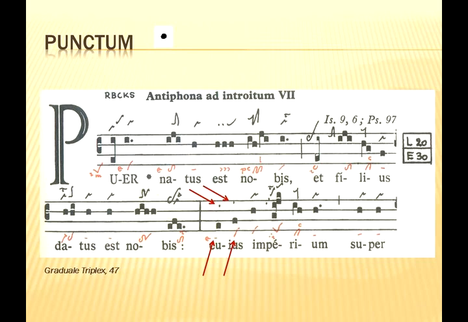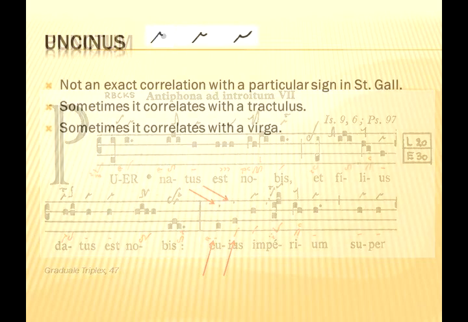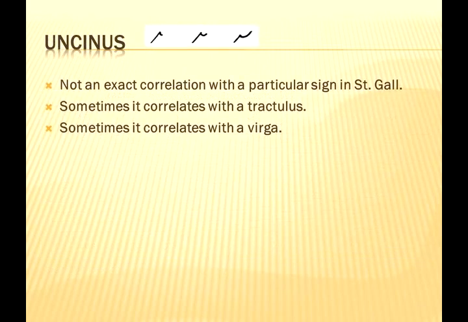The uncinus is also used frequently for isolated notes. There is not an exact corollary between the uncinus and a particular sign in the Sangal system. Sometimes where an uncinus is used in Laon, a tractulus will appear in Sangal. At other times where an uncinus is used in Laon, a virga will appear in Sangal.